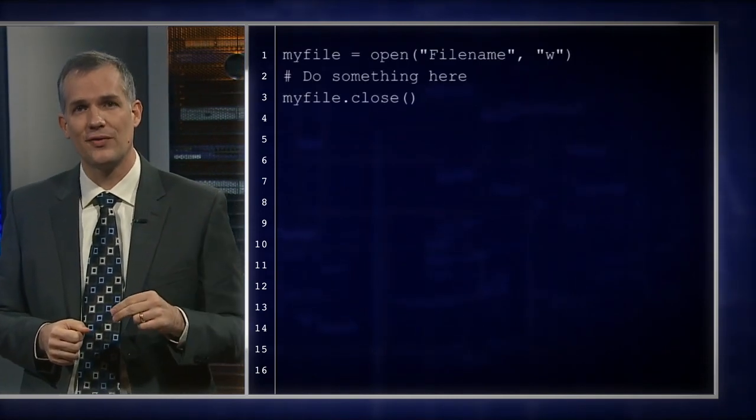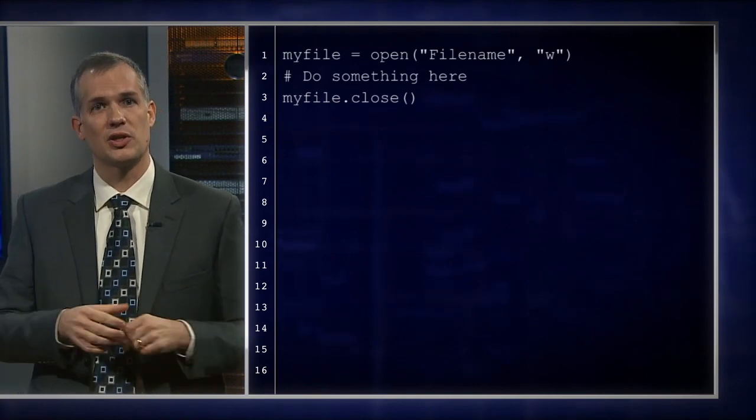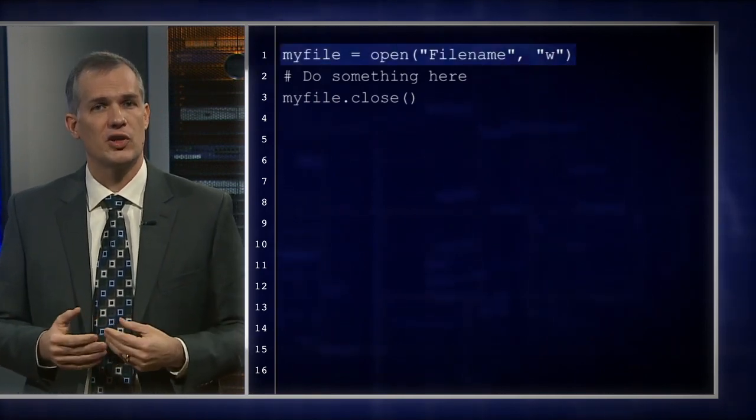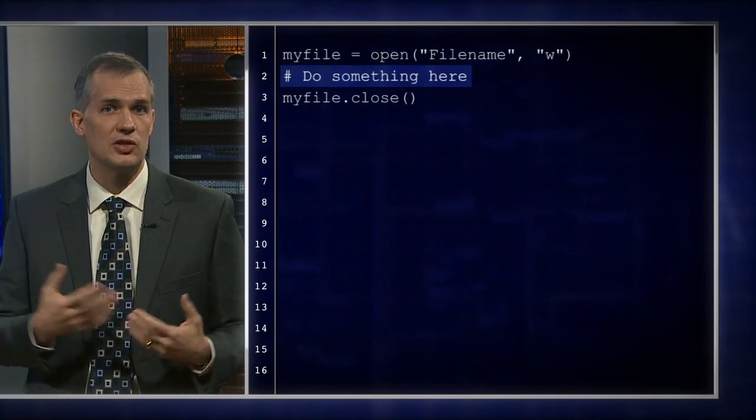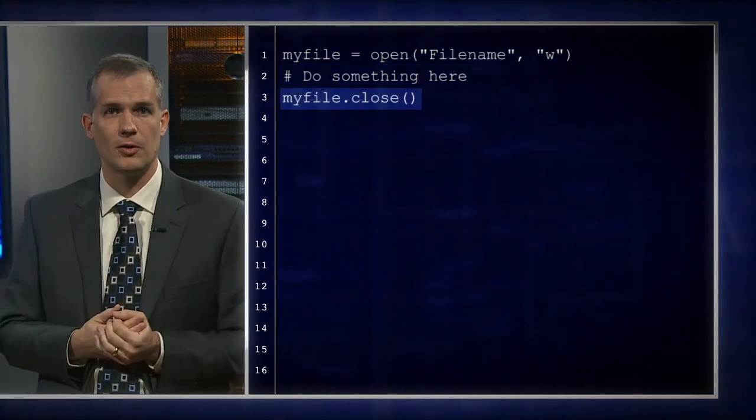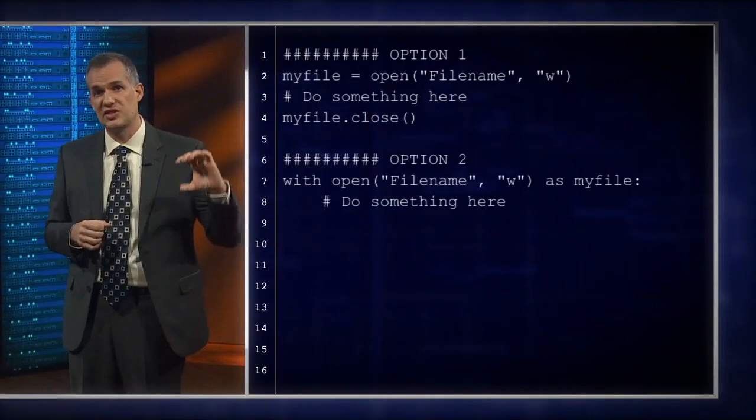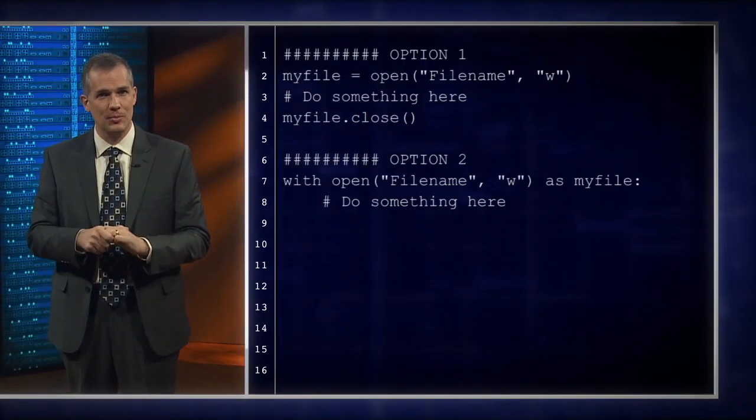So, when we deal with files, we have some code like what you see here. First, we open the file. Then we do some stuff. Then we close the file. It turns out that there's another way we can write this code in Python. It kind of makes it easier to know when you have the file open and when you don't. And it helps make sure that your file always gets closed. The two sets of code that you see here do the same thing.